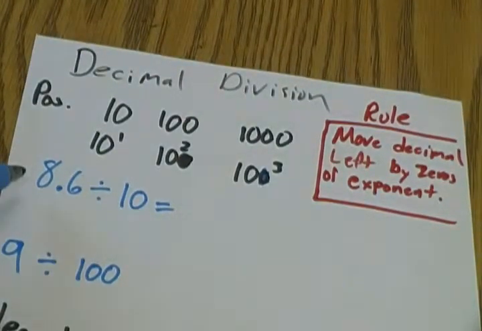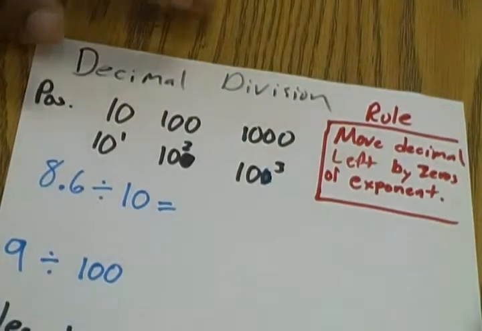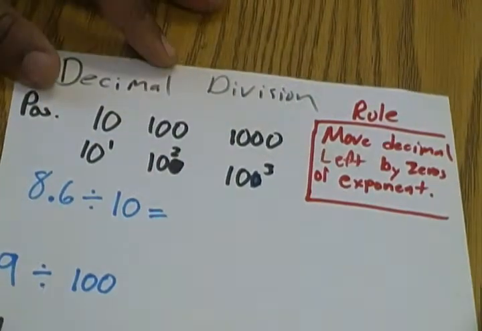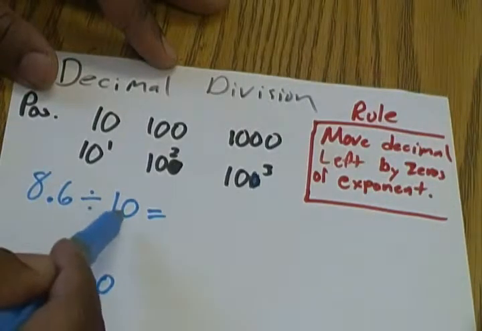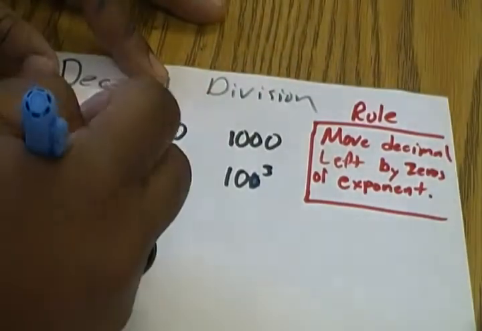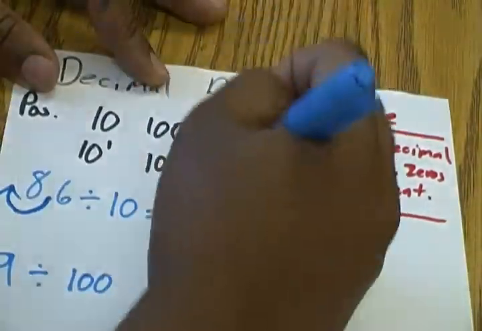So the rule is that whenever you see a decimal number being divided by a power of 10, you want to move the decimal to the left by the number of exponents. This way you can do it mentally without having to actually divide. In this case, we have 8.6 divided by 10. We're looking at the number of zeros here. In 10 there's 1 zero, so I need to move my decimal to the left one time.